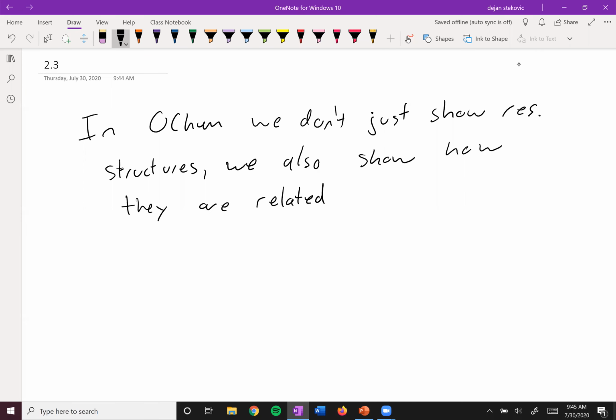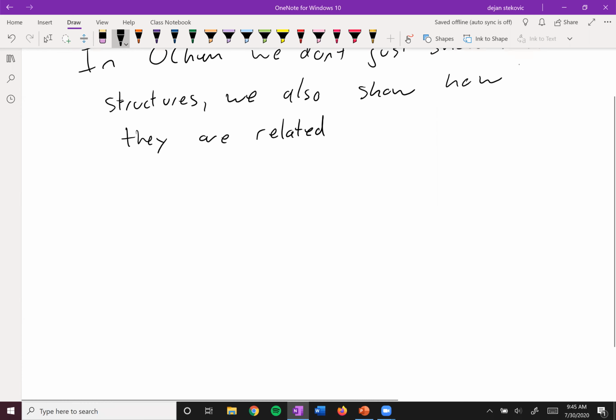All right, so in Gen Chem, we learned about resonance structures and we drew resonance structures, and we're going to continue to do that in organic chemistry, but we're going to take it a step further, right? So in organic chemistry, we don't just show resonance structures, we also show how they're related. So how do you go from one resonance structure to another resonance structure? And the way we do this is through what's called kind of arrow pushing.